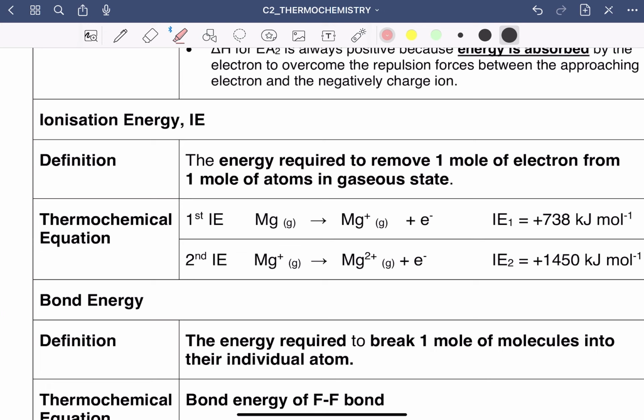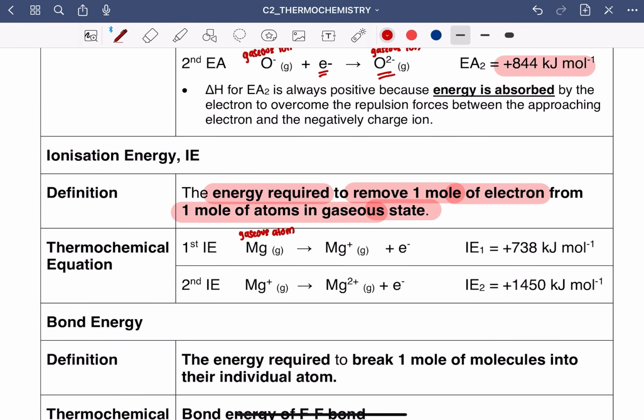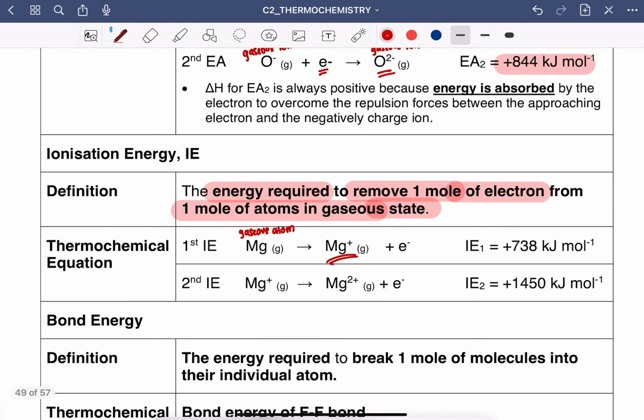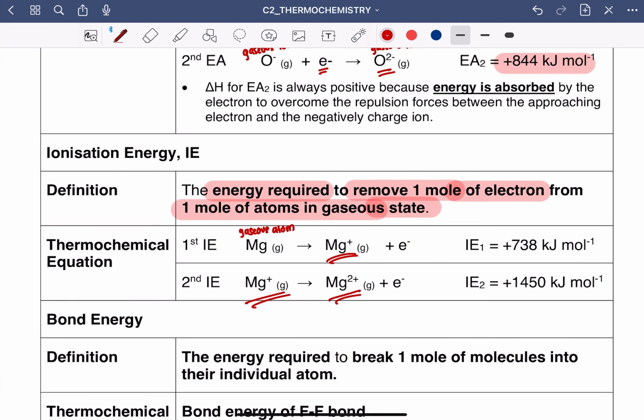Energy required to remove 1 mole of electrons from 1 mole of atom in gaseous state. So, if it's first, memang akan berasal dari gaseous atom, it removes electron to produce Mg plus. And then second IE, it must be from Mg plus, remove another electron to produce Mg2 plus.